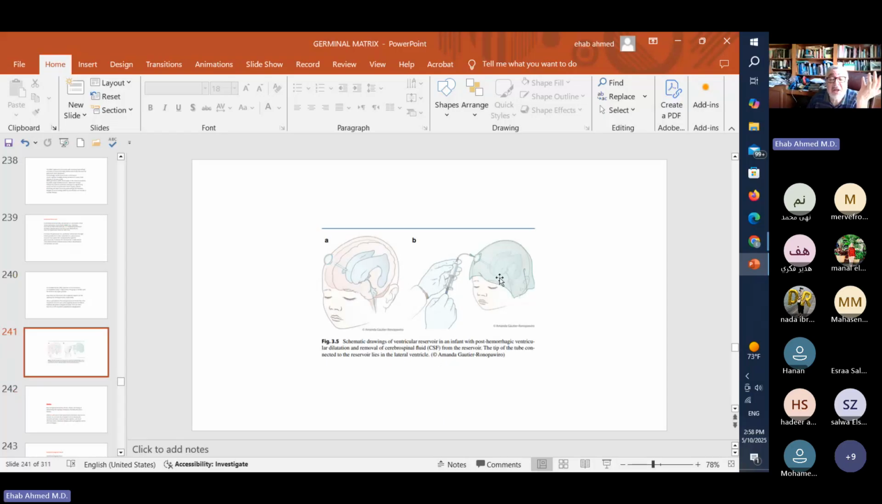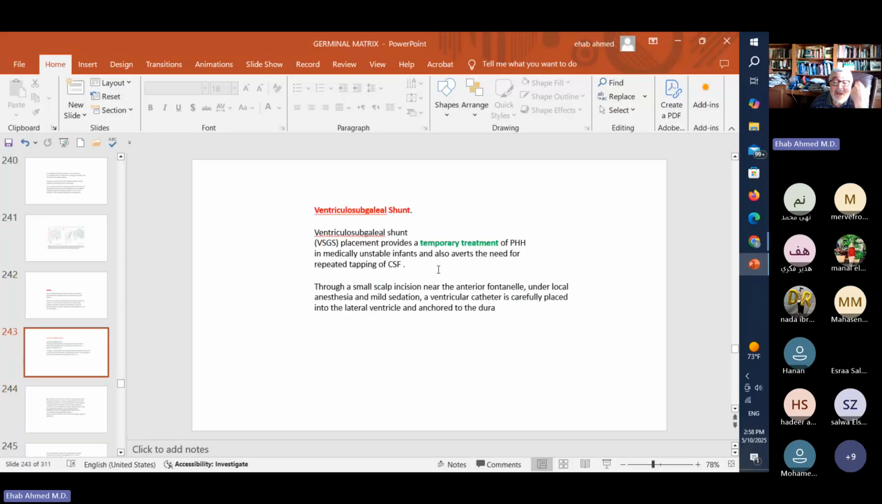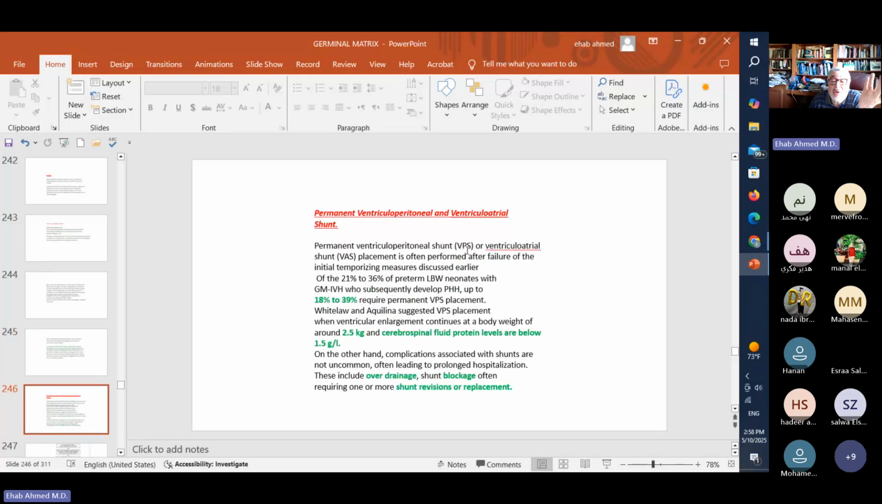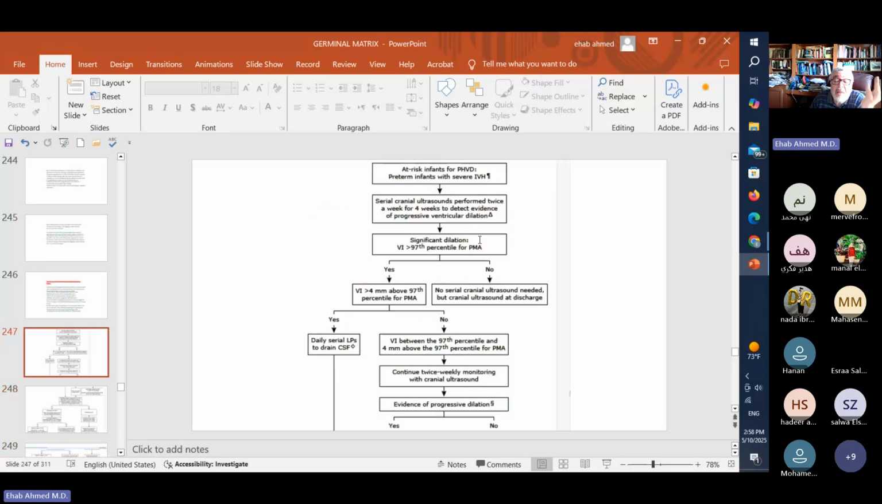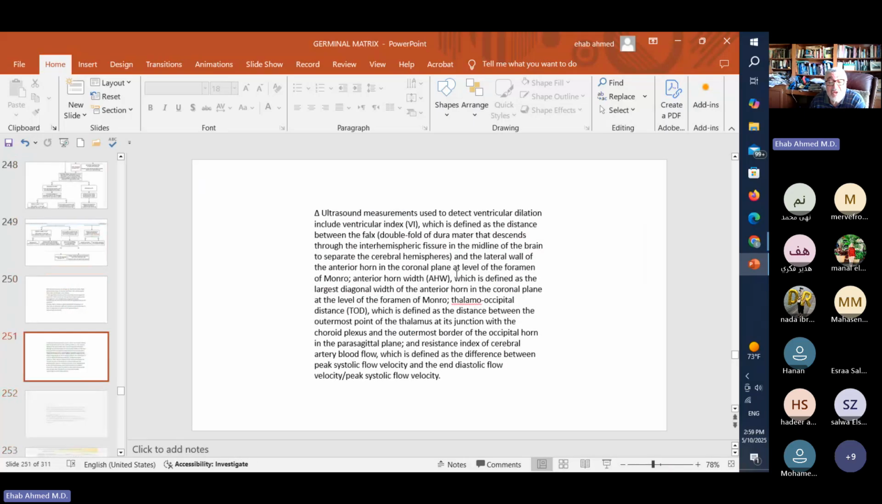Ventricular reservoir. This is the VAD. Okay. And then the shunts, ventriculo-subgaleal, which is also temporary, and the terminal is the ventriculo-peritoneal or ventriculo-arterial. And this is an algorithmic approach which summarizes what we said, so I will not deal with it again.